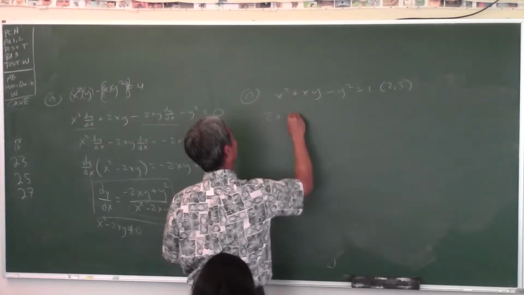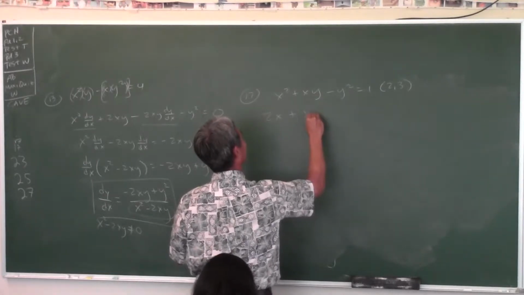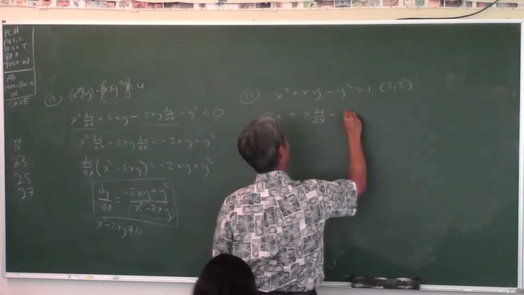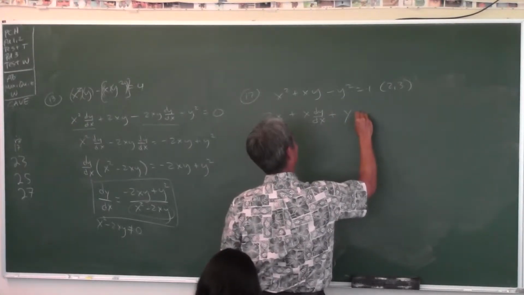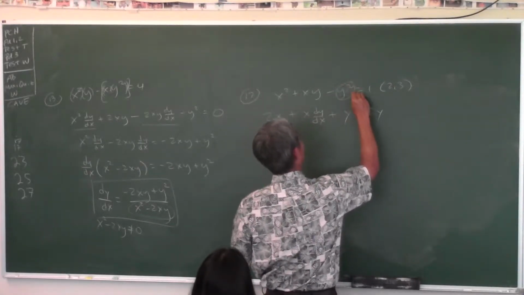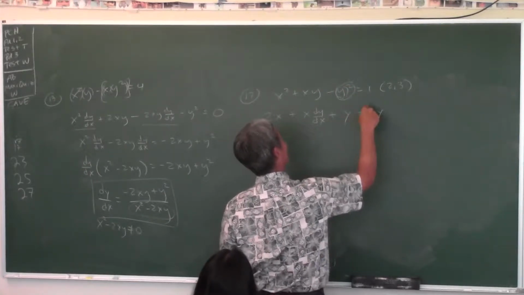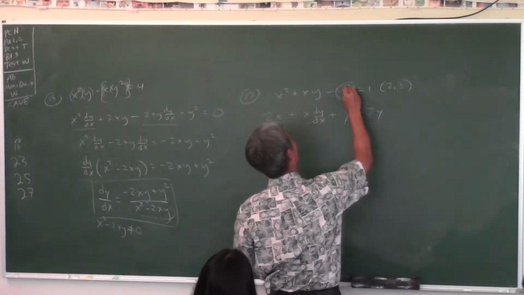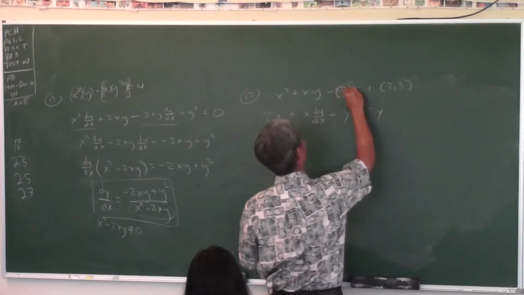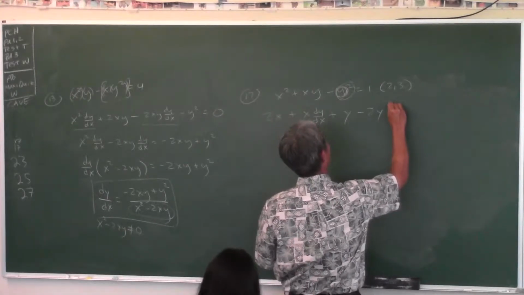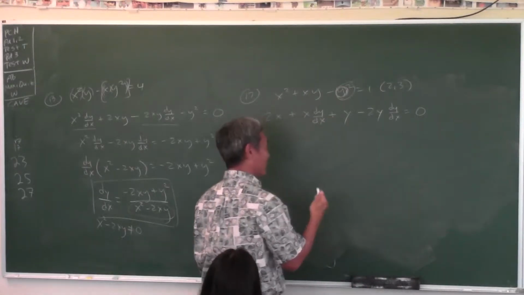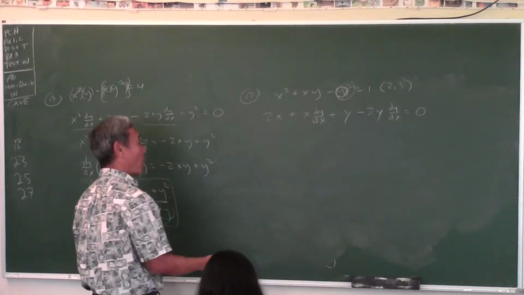2x plus x dy/dx plus 1 y minus 2y... What? The derivative of box squared is 2 box to the first times the derivative of box, which is? No, the derivative of y is? Oh, y prime, dy/dx. Just make sure when you do implicit differentiation, the derivative of x is 1, the derivative of y is dy/dx.